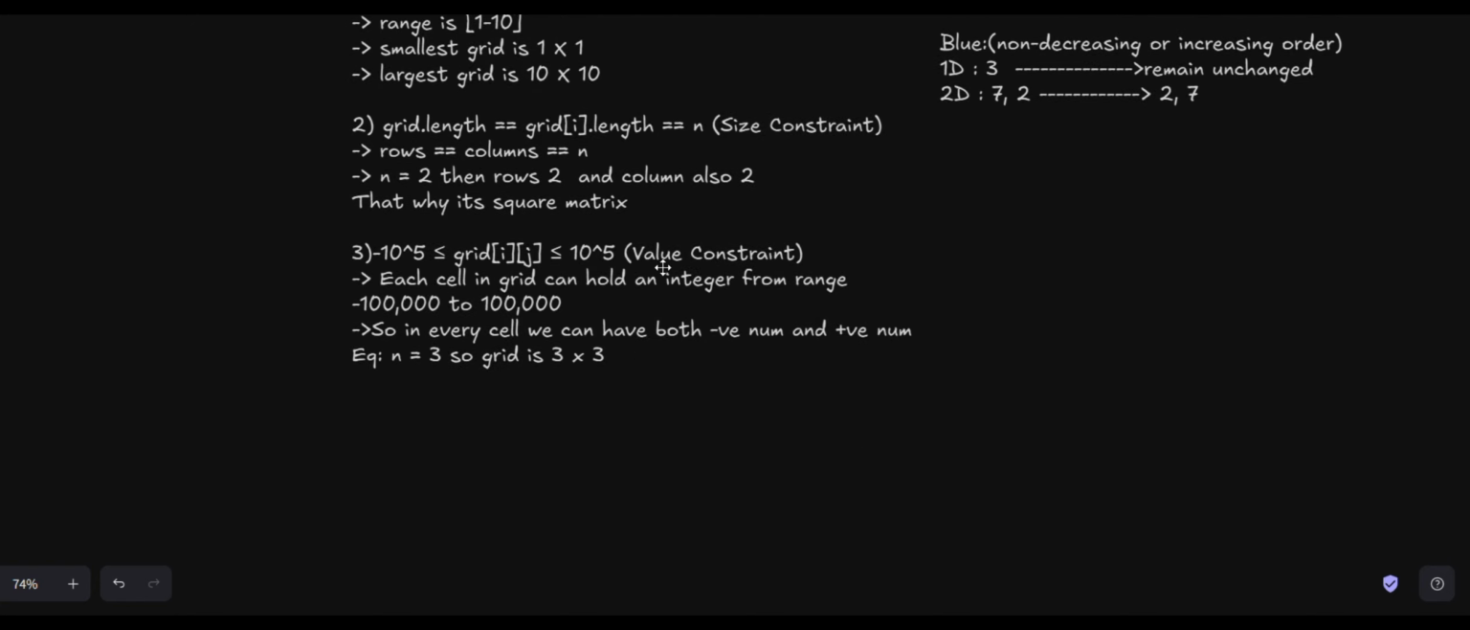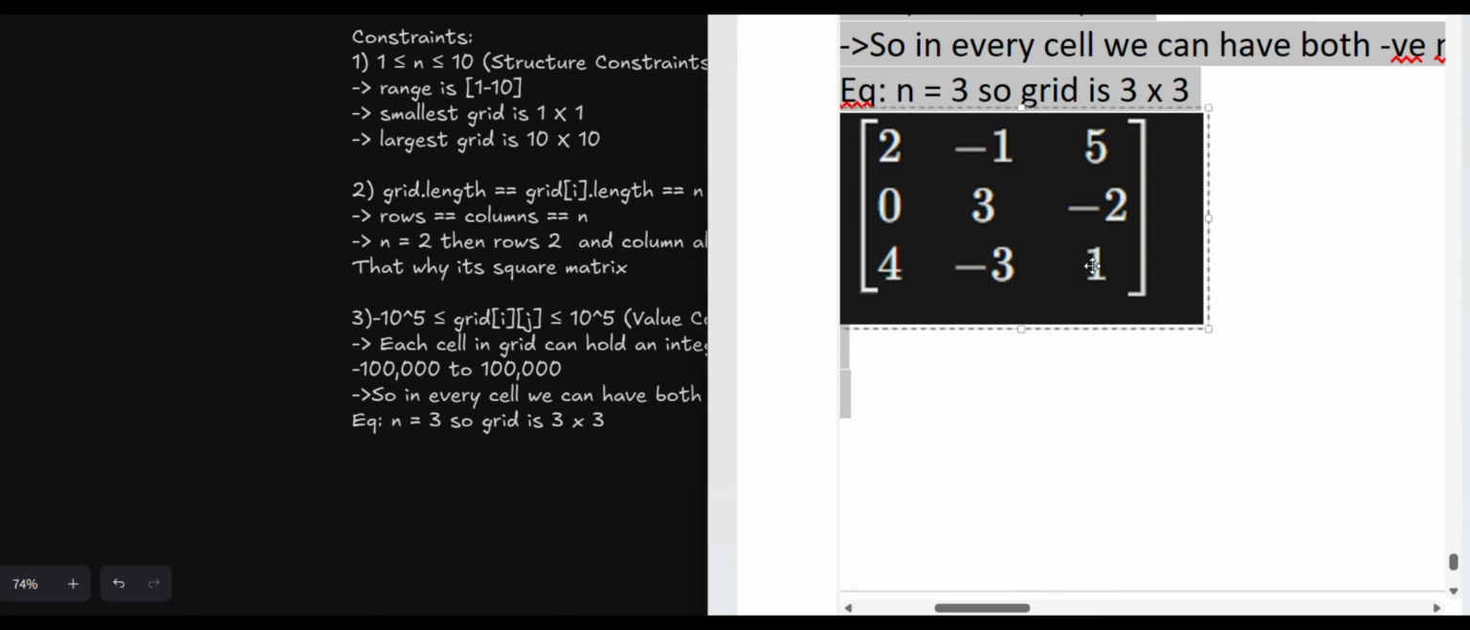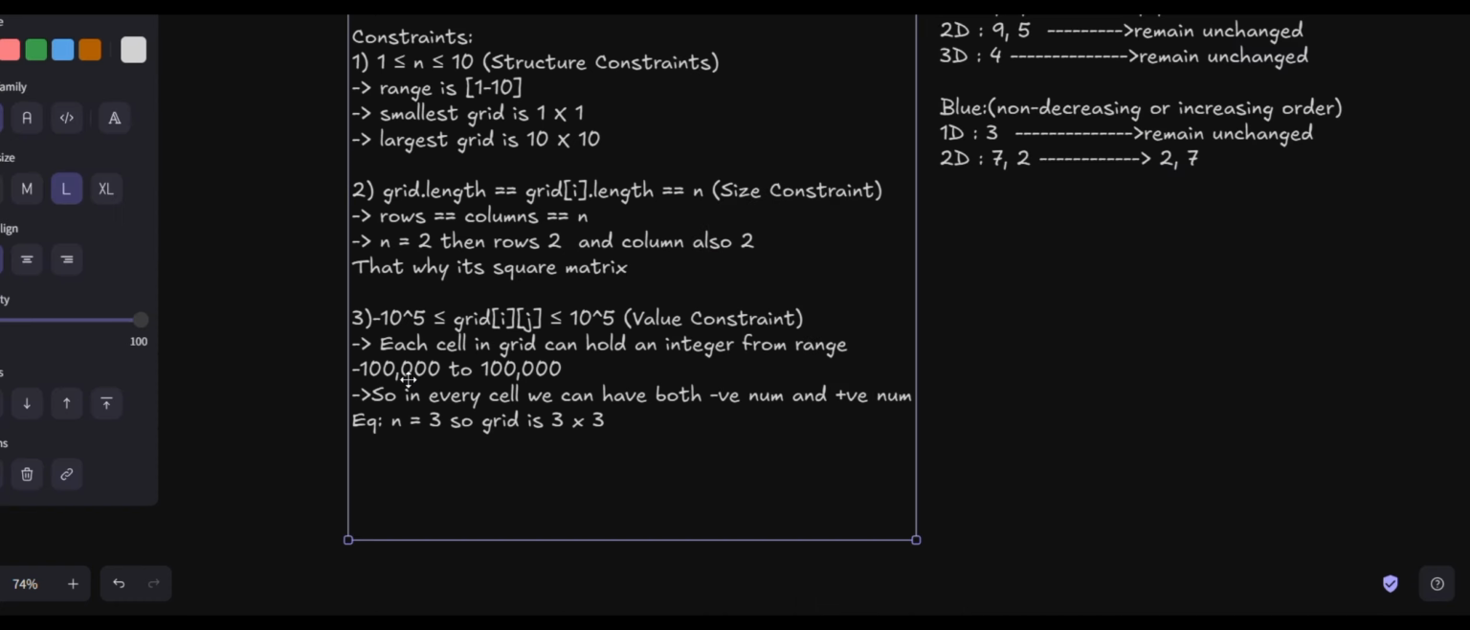This is called the value constraint. Each cell in the grid can hold an integer from the range minus 100,000 to plus 100,000. So in every cell, we can have both negative and positive numbers. For example, n is equal to 3, so the grid is 3 by 3. Negative numbers can also be there, like minus 1,000. So negative numbers also can be in that grid.